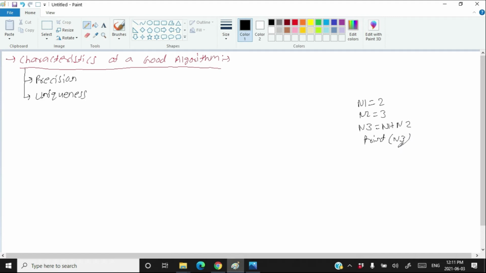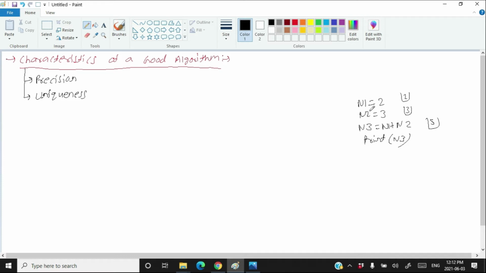So the value of n3 is 5. N1 is just like a container having 2. N2 is just like a container having 3. N3 is also just like a container having the summation of N1 and N2, that is 5. And then you are printing the content of N3. This is what you are doing.